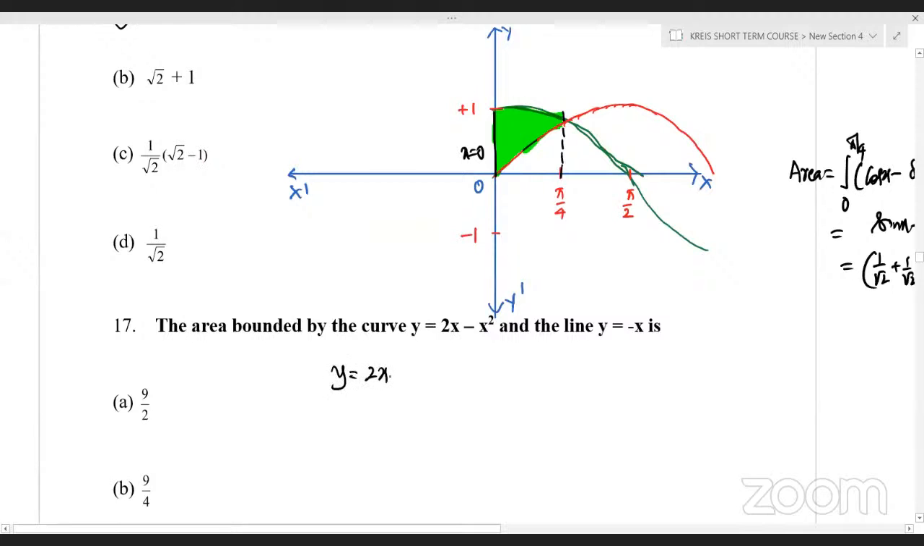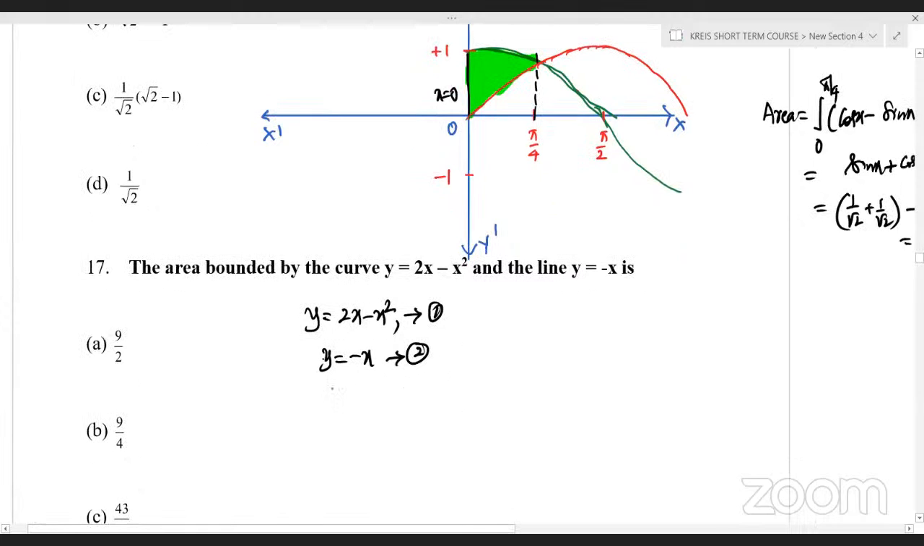The area bounded by the curve y is equal to 2x minus x square and the line y is equal to minus x. Y is equal to minus x. This is equation 1 and this is equation 2. Let us solve the two. Then we will find out what is going to be the point of intersection. It is x squared minus 3x is equal to 0. So x into x minus 3 is equal to 0. X is equal to 0 and x is equal to 3 you get.